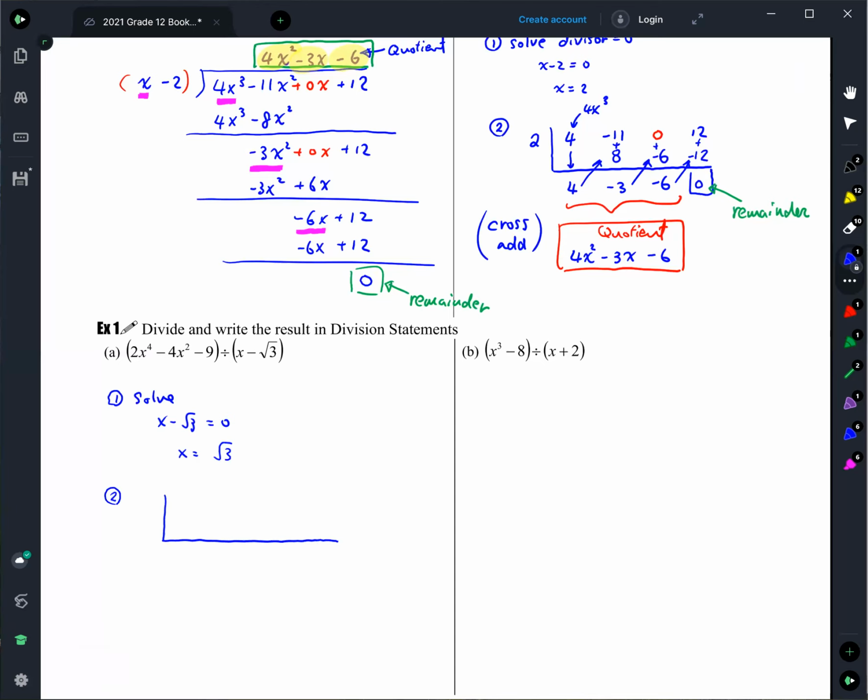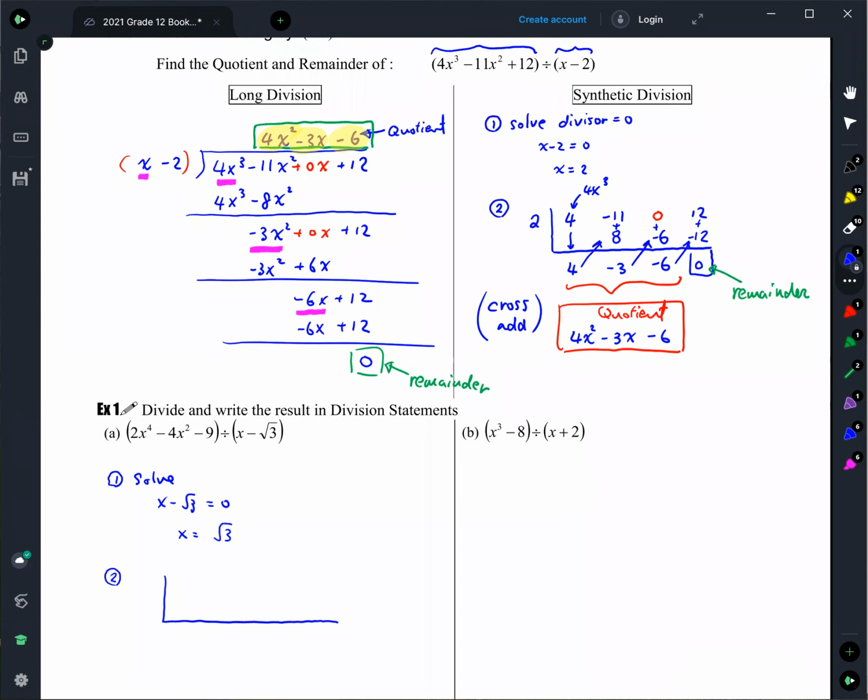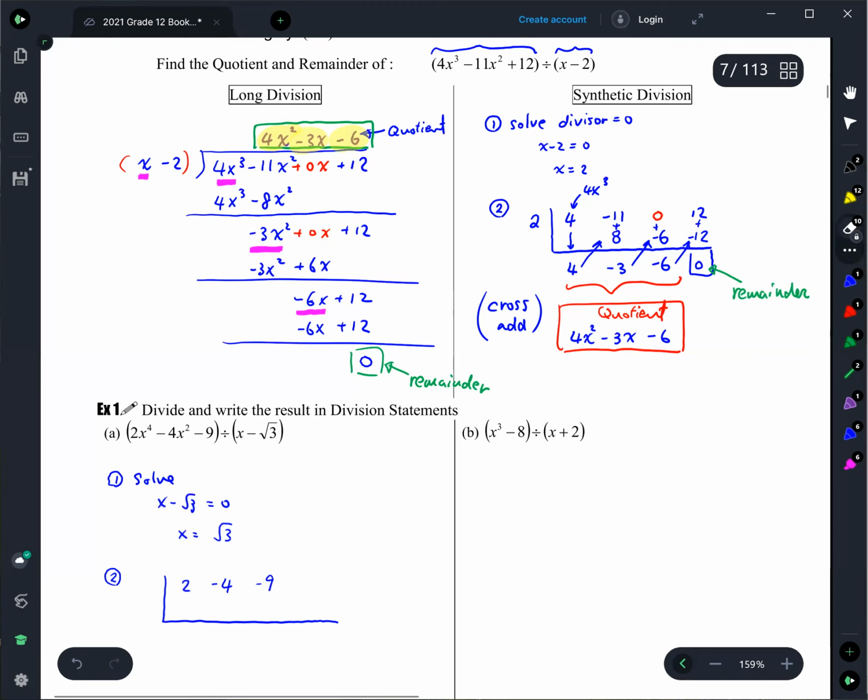All right, Lily, what goes inside? What numbers? The 2, 4, no, -4, -4, and then -9. That's it, only three numbers. Remember, sometimes we need to fill in the 0, right? Do we need to do that as well here? Yes. Where do we need to put in the zeros? Between the -4 and the -9.